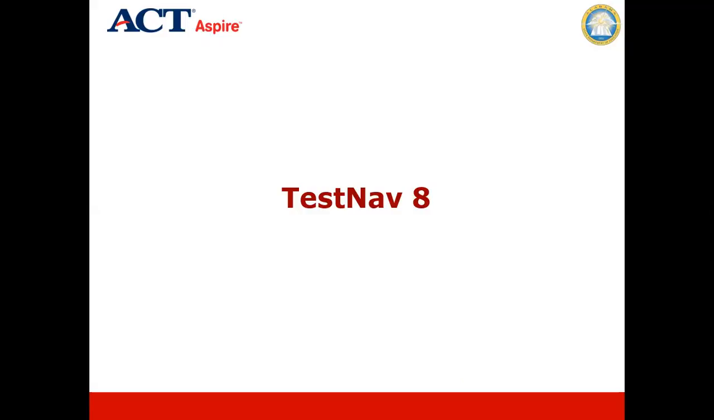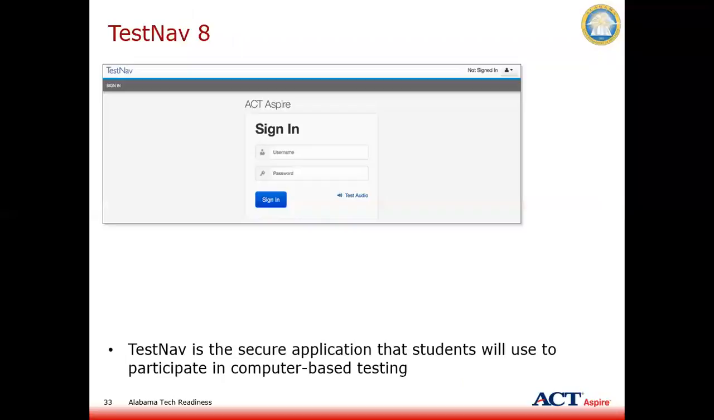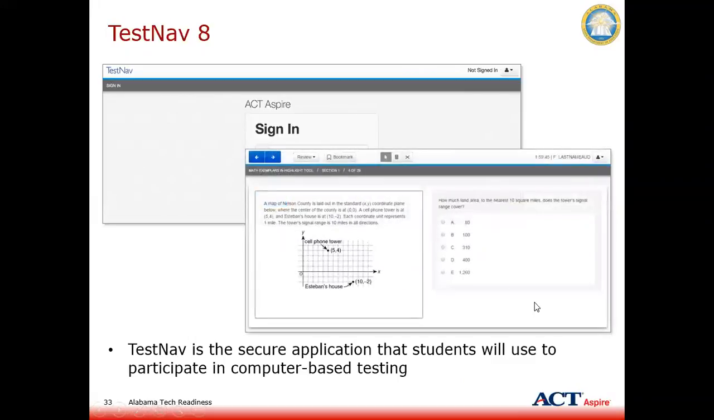So again, TestNav is the secure application that students are going to use to participate in the computer-based test. So they'll get their login information from a student authorization ticket that's printed from the ACT Aspire portal. It's going to have their session-specific username and password information on there so that they can log in. So they won't just use username and password like we did. They'll actually have their own username and password to get to their grade subject test. And then once they log in, they'll be able to access TestNav 8.